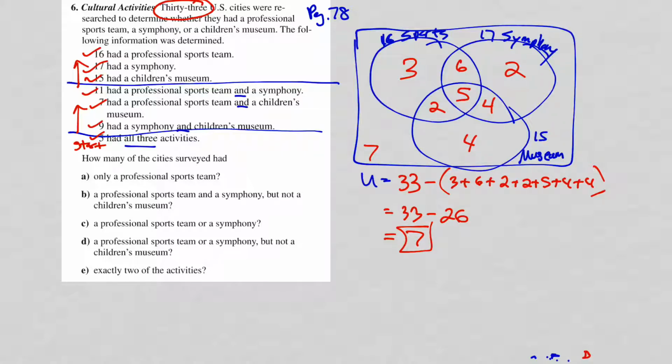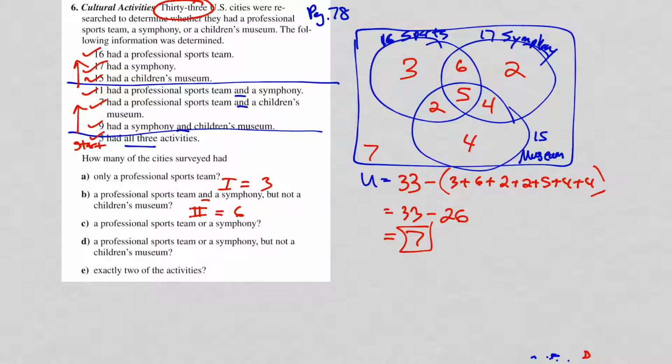Okay. So now we can answer any question. Only a professional sports team. That's not sharing any other regions. Okay, so that's region 1, which is 3. Professional sports team and symphony, but not a children's museum. So that's the top pedal, but not a children's museum. So that's going to take away the center between those top two. So that's just going to be region 2, which is 6.